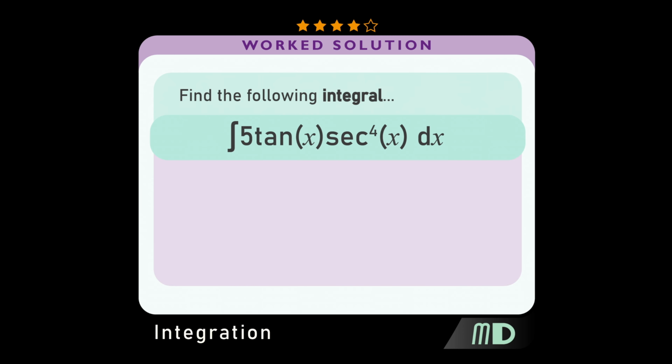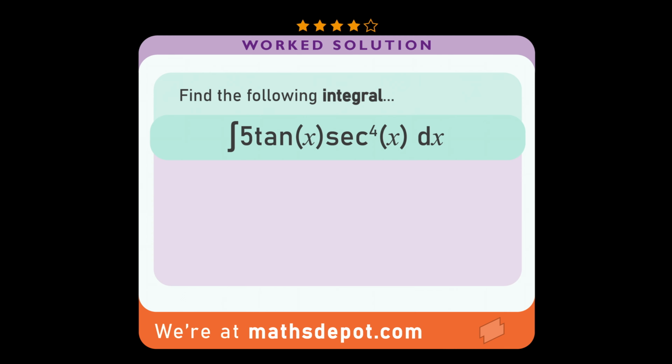Now in this video, we're going to answer the following question. Find the following integral. And we've been given the expression 5 multiplied by the tangent of x multiplied by the secant of x raised to the power of 4, which we need to integrate with respect to x.